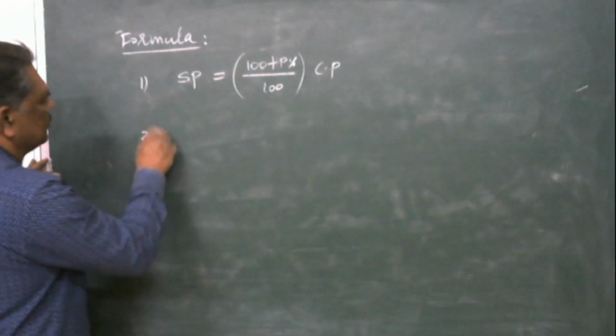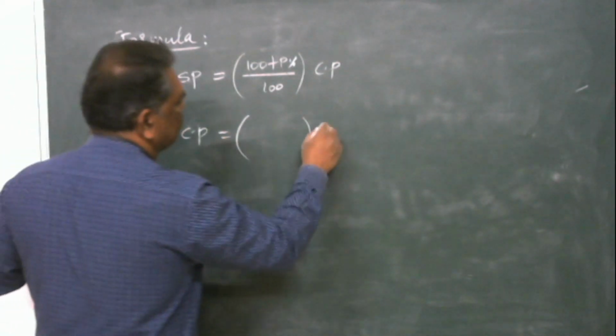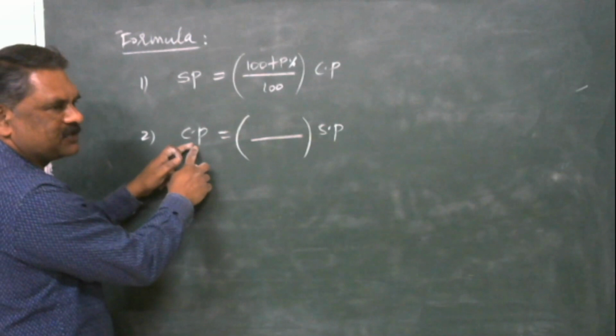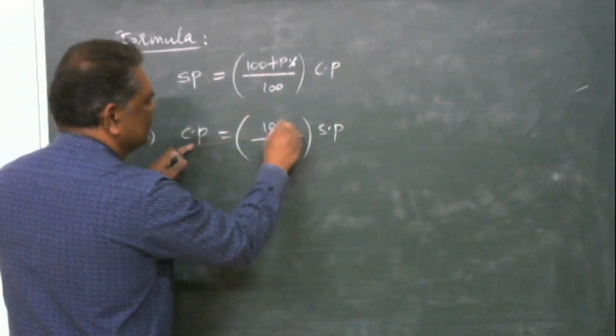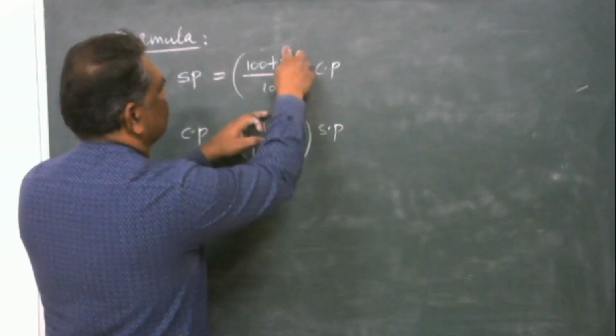Second, cost price. If you want to find the cost price, same formula. Cost price, profit is there, cost price will be less. So you put 100 there, 100 plus profit percent. Reciprocal.